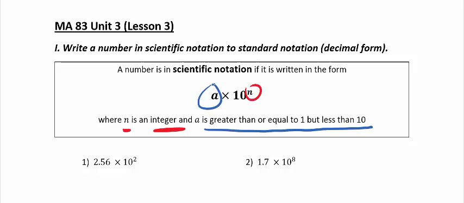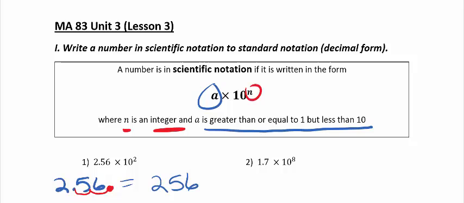So if we look at number 1, we're going to take 2.56 and we're going to multiply it by 10 to the second power. Well, that just means we're going to take the decimal point that's there and move it to the right 2 places, and that's where the new decimal is going to go. And I can rewrite this now as 256. So 2.56 times 10 to the second power in scientific notation goes to 256 in standard notation.